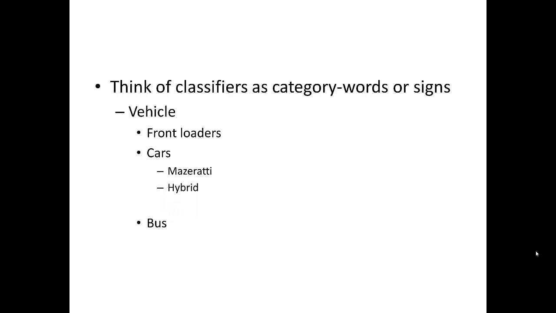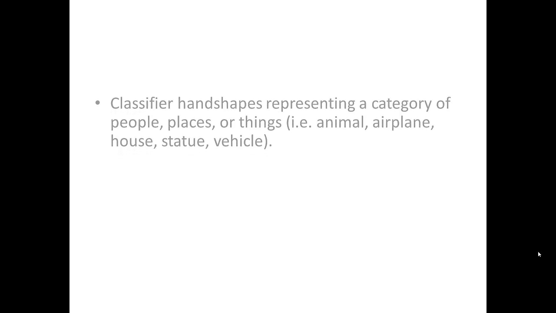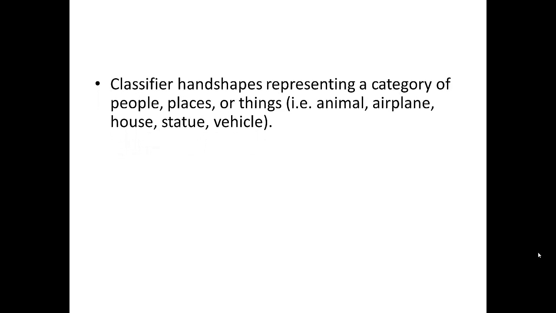So think of classifiers as the category signs or words. For example, a vehicle can be anything: a front loader, a car, a bus. If you're talking about a car, which is another category, it can be a Maserati, a hybrid, or a sedan. So classifier hand shapes represent a category of persons, places, or things.